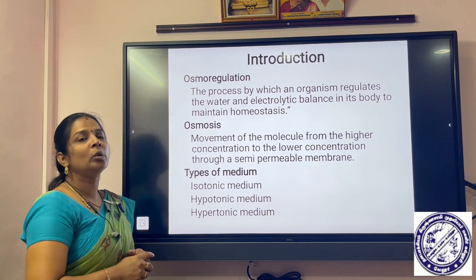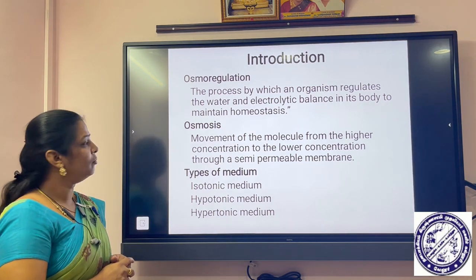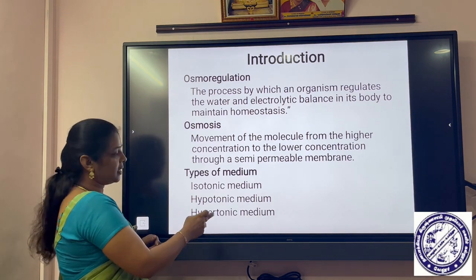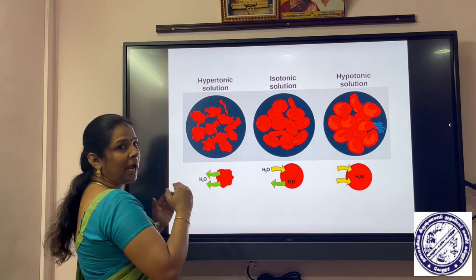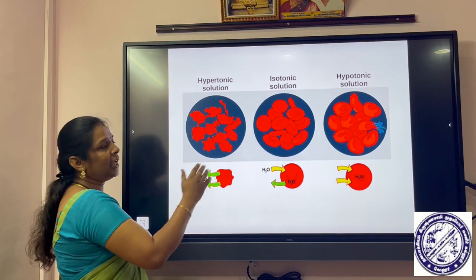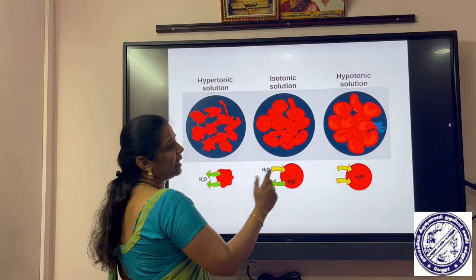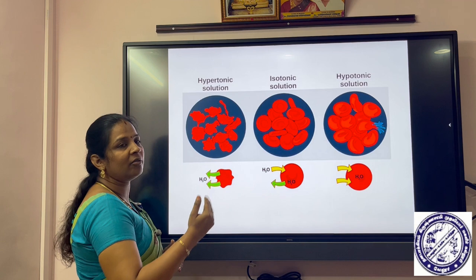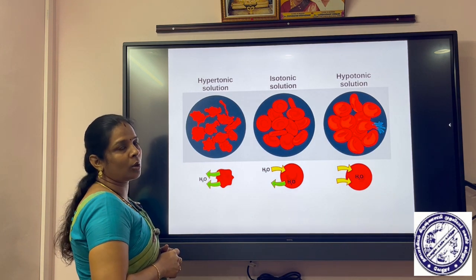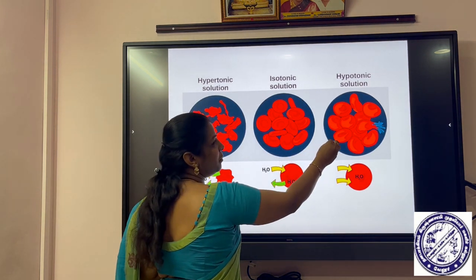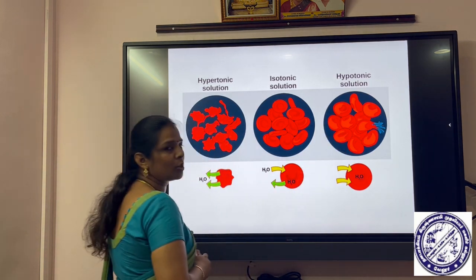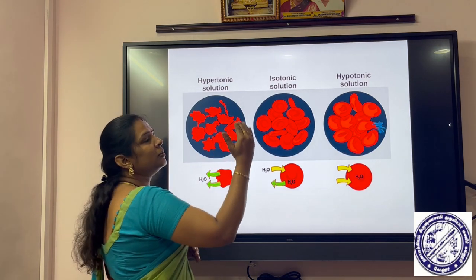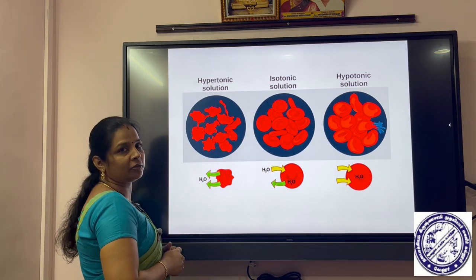Okay, the animals tend to live in three different types of medium. One is isotonic medium, second is hypotonic medium, third is hypertonic medium. I am going to explain this concept with the help of the RBC. When we place the RBC in the hypotonic solution, the water concentration will be very high when compared to the salt concentration. So here the internal medium maintains the high salt concentration, so endosmosis occurs. The water tends to move from the surrounding into the body fluid of the animal.